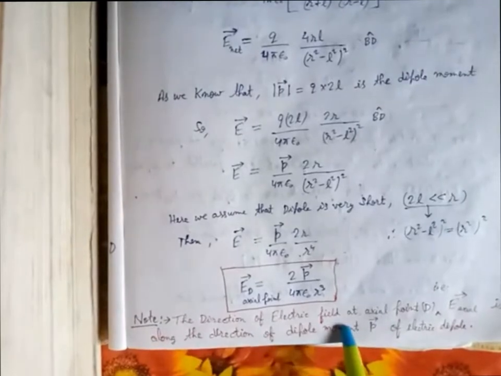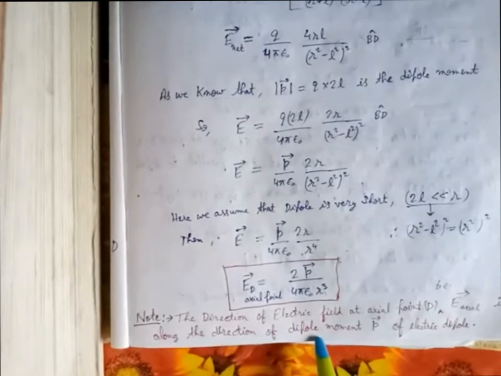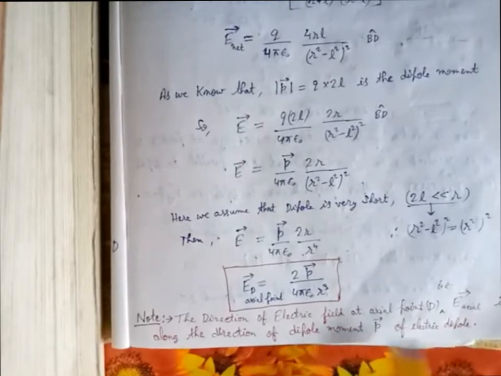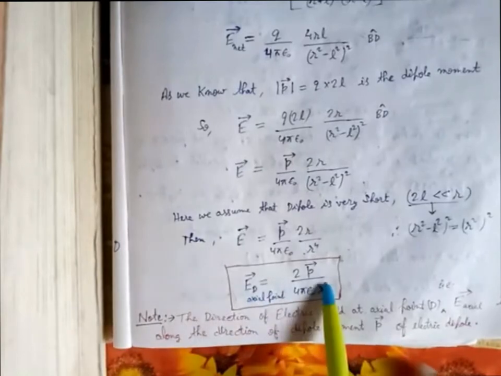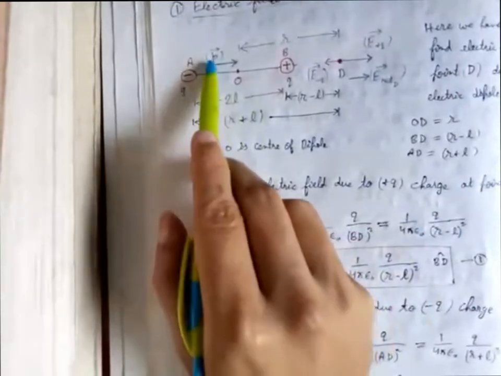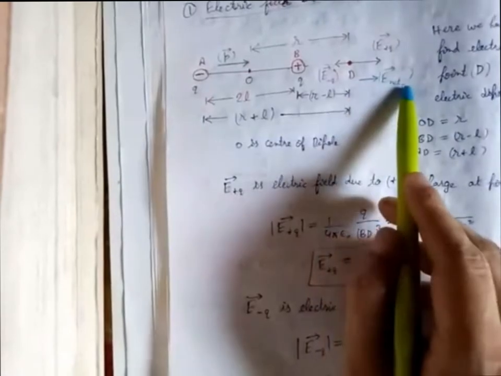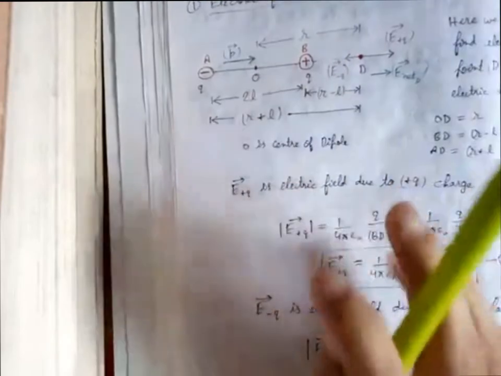And there is one note here: the direction of electric field at the axial point, that is E axial, is along the direction of the dipole moment vector P of the electric dipole. It means the direction of the net electric field at the axial point is in the same direction as that of the dipole moment vector, as shown in this diagram. This is the direction of dipole moment and the same is the direction of the net electric field, that is along A to B. So this derivation has been completed here.